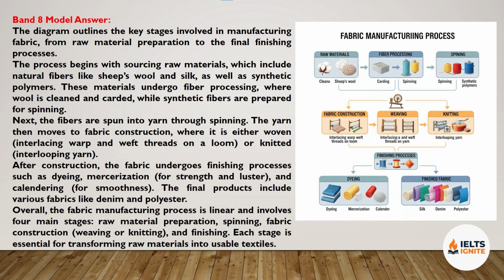After that, the fabric goes through finishing treatments: dyeing for color, mercerization for strength and shine, and calendaring for smoothness. The final outcome: usable fabrics like denim, polyester, or silk cloth. Important: when describing process diagrams with alternative methods, always mention both pathways, here, weaving or knitting.